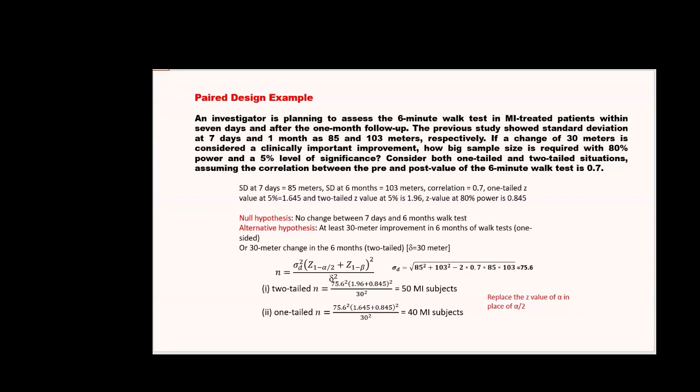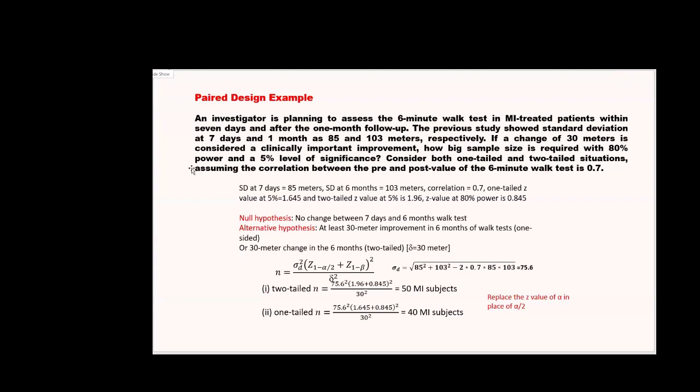Now here, if we see a 30-meter change from 7 days to 1 month of the patient is considered a significant improvement, how big a sample size is required with 80% power and 5% level of significance, considering the one tail, or we can consider the two tail situation also? Assuming the correlation between the pre and post 6-minute walk is equal to 0.7. Here we are assuming the correlation is 0.7. But the rule of thumb shows that if no information on correlation is available, you can take 0.5.